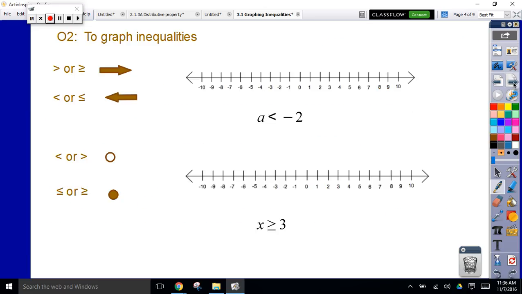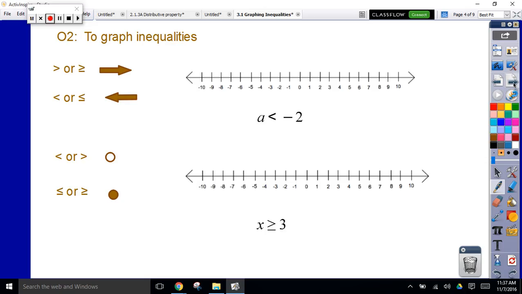Okay, graphing inequalities I think is fun. Couple things we need to know. If we have any type of greater than, our arrow is going to go to the right. If we have any type of less than, we're going to use an arrow that goes to the left. That makes sense because as we go to the right, the numbers get bigger, or greater. So greater than is going to go to the right. If we go to the left, we get to smaller numbers. That stands for less than.